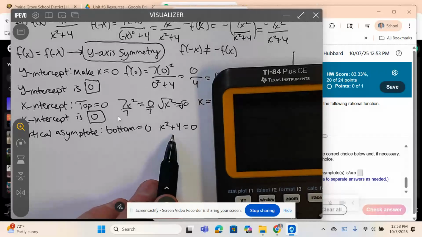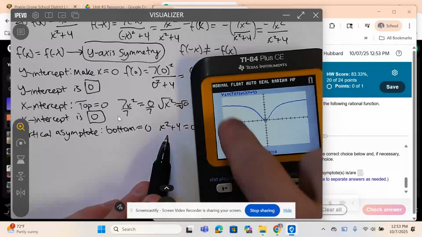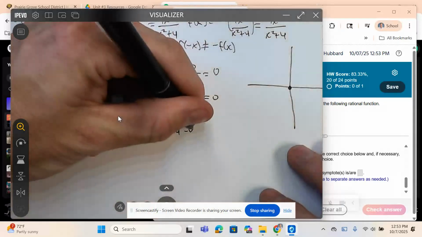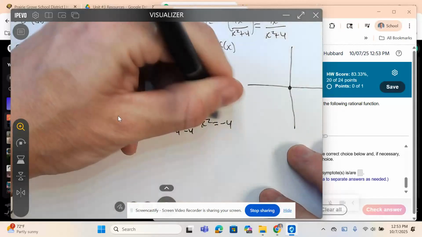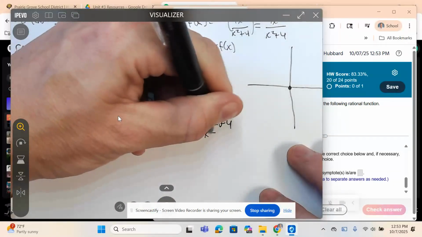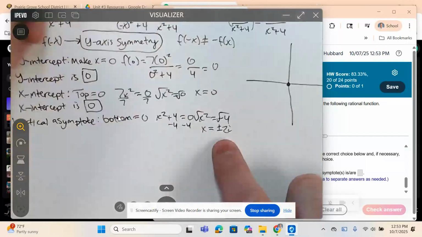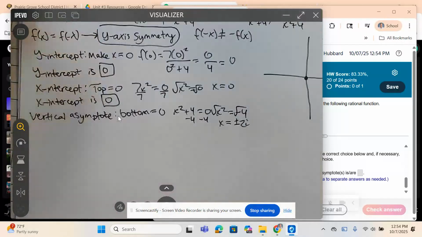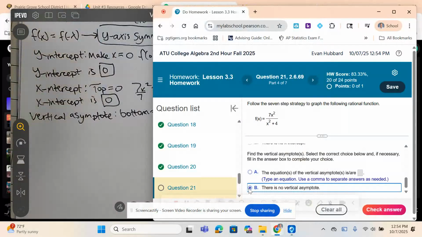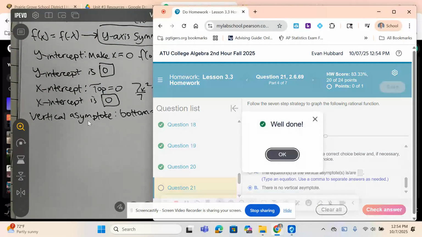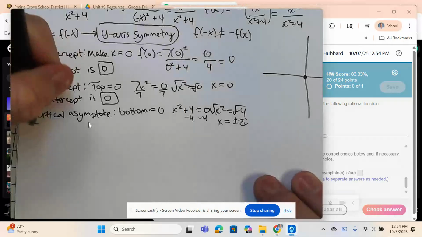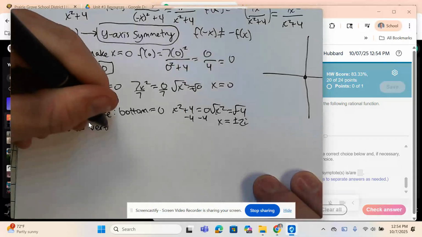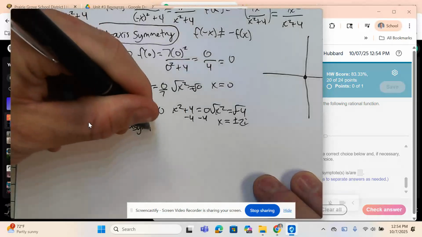You know that from doing the notes and that type of expression. You know that from doing the graph. If you want me to prove it algebraically, I'll prove it algebraically. It's not going to have one because I do the square root and I get plus or minus 2i, which aren't even real numbers. So it's not going to have a vertical asymptote because there's no real number that makes the bottom equal 0. There is no vertical asymptote.